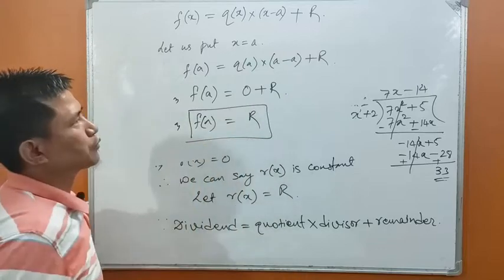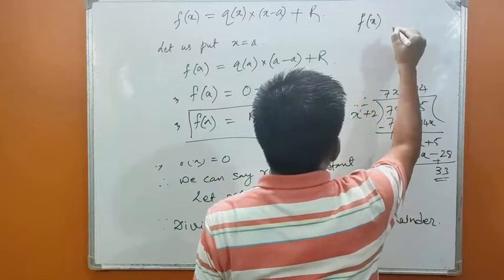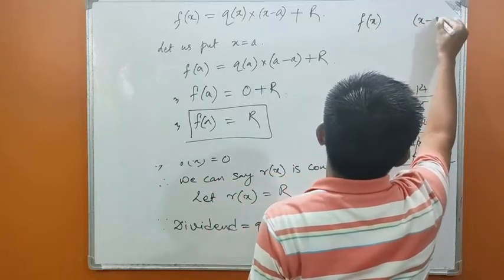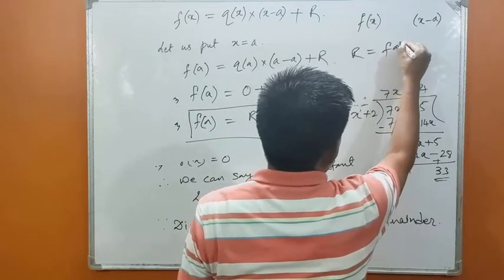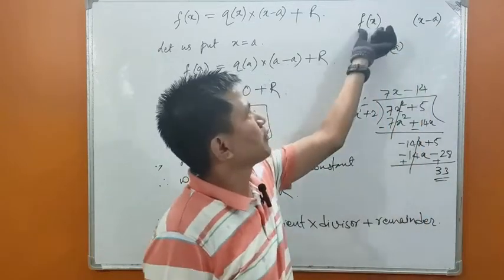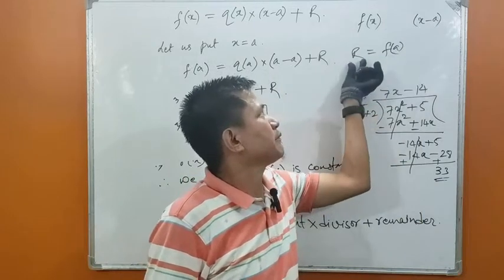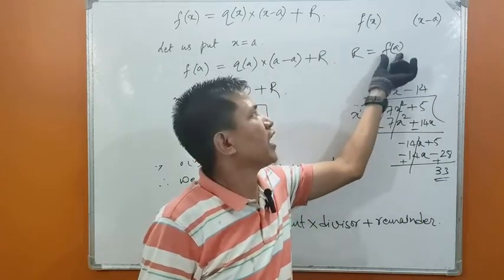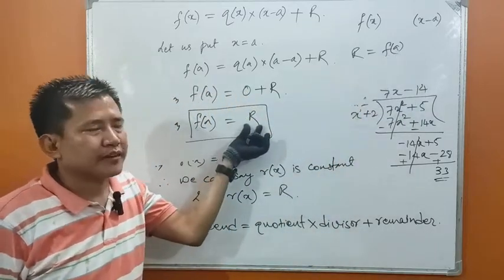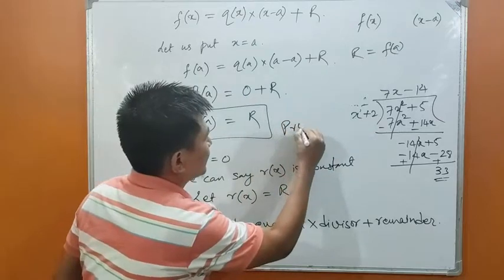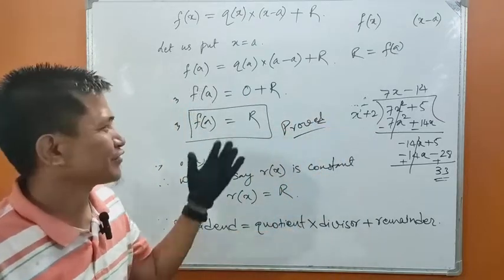We were asked to prove if the polynomial fx is divided by x minus a, then the remainder will be Fa. If the polynomial fx is divided by an expression x minus a, then the remainder will be Fa. We were asked to prove this, and we have proved it that Fa is remainder. So it is proved. I hope you got my point. You understood what I tried to teach you.